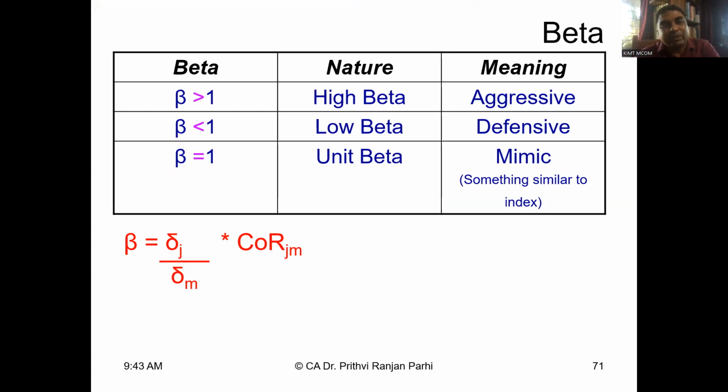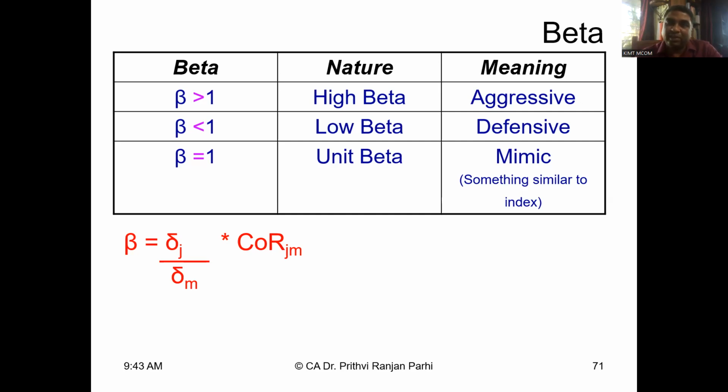This beta can be more than 1, can be less than 1, can be equal to 1. If it is equal to 1, you can say unit beta. It is matching the market. If it is less than 1, you can say it is a low beta, or the stock is a defensive stock. If it is more than 1, you can say it's high beta, the stock is an aggressive stock. It will overreact to the market.